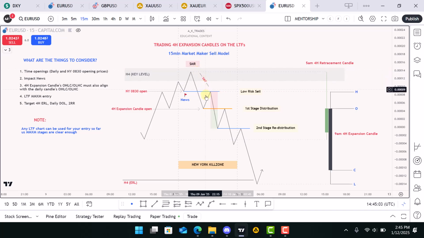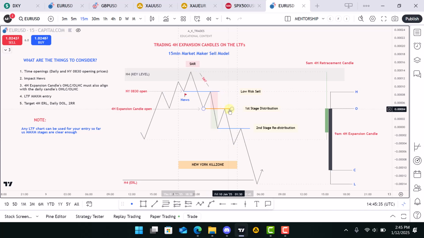Now, after the high has been created, we are expecting to see an order block or a key level created after the 15-minute change in state of delivery has been respected. That is what we seek to capitalize on in order to trade lower. The key level is formed after the 4-hour expansion candle's high has reacted to the 15-minute change in state of delivery. Now, if you look at this case, this is where it's formed.